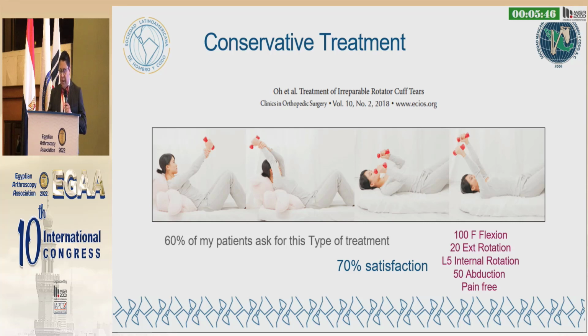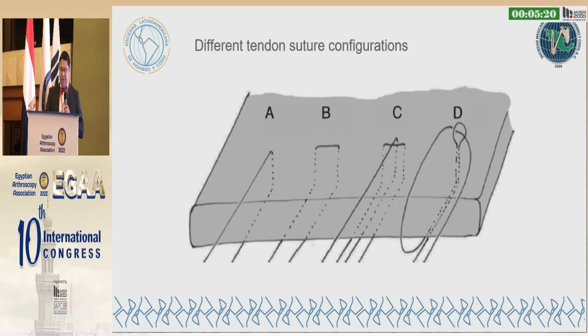The treatment works if we get 100 degrees of forward flexion, 20 degrees of external rotation, internal rotation to L5, 50 degrees of abduction, and pain-free. That's the goal for our patients, and the patient is really happy with this type of treatment. They don't want to throw things. They like to get dressed, they like to get food, and they like to get clean. So this is my definition of satisfaction.